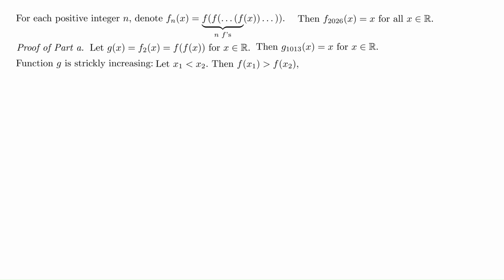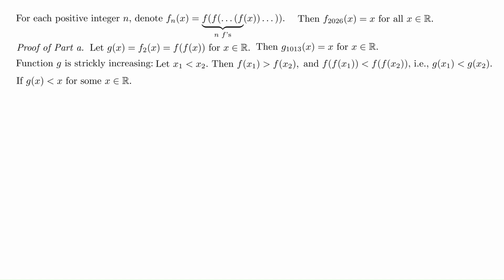For any x1 less than x2, because f is a decreasing function, f of x1 is greater than f of x2. The inequality sign is reversed. Applying the function f on this inequality again, the inequality sign is reversed back. We got g of x1 less than g of x2. Therefore, g is strictly increasing. Our objective is to prove g of x equals x for all real numbers x.